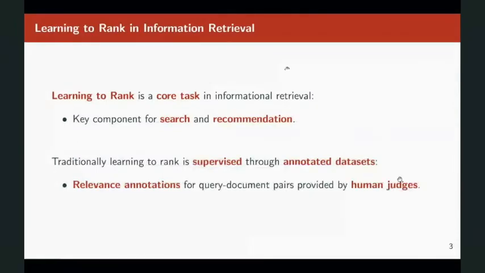The traditional way of optimizing such a system, so improving a ranking system, was supervised. If we go back 30 years when these ideas really started to take form in machine learning, they used annotated data sets, which are still often being used, where you have relevance annotations for a query and document pair provided by human experts or judges.